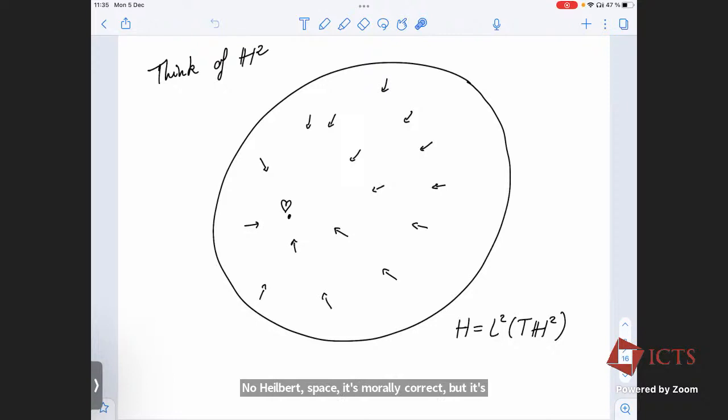I mean, it's definitely morally correct. Anyway, it's a talk, so I don't have to go into the details.